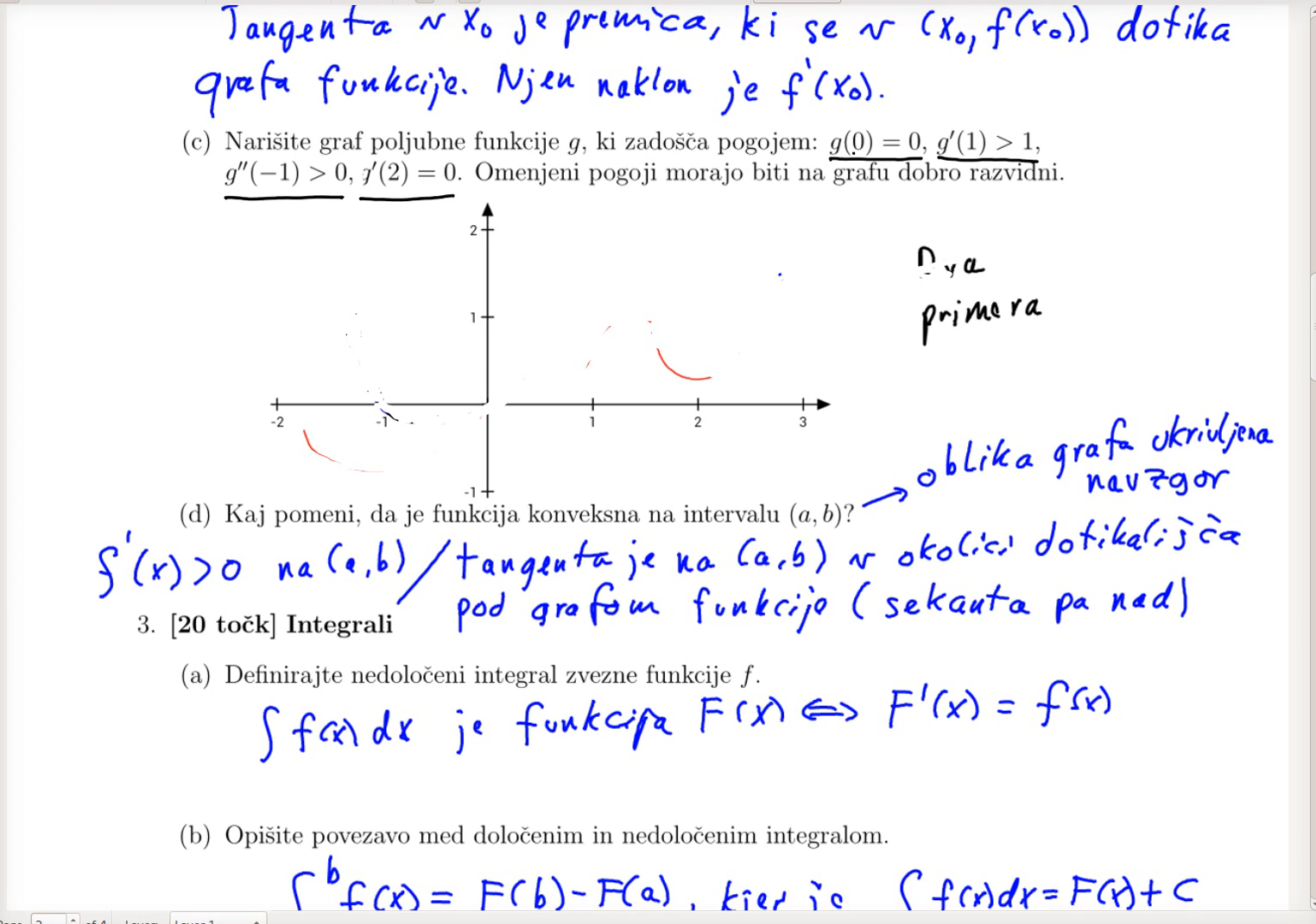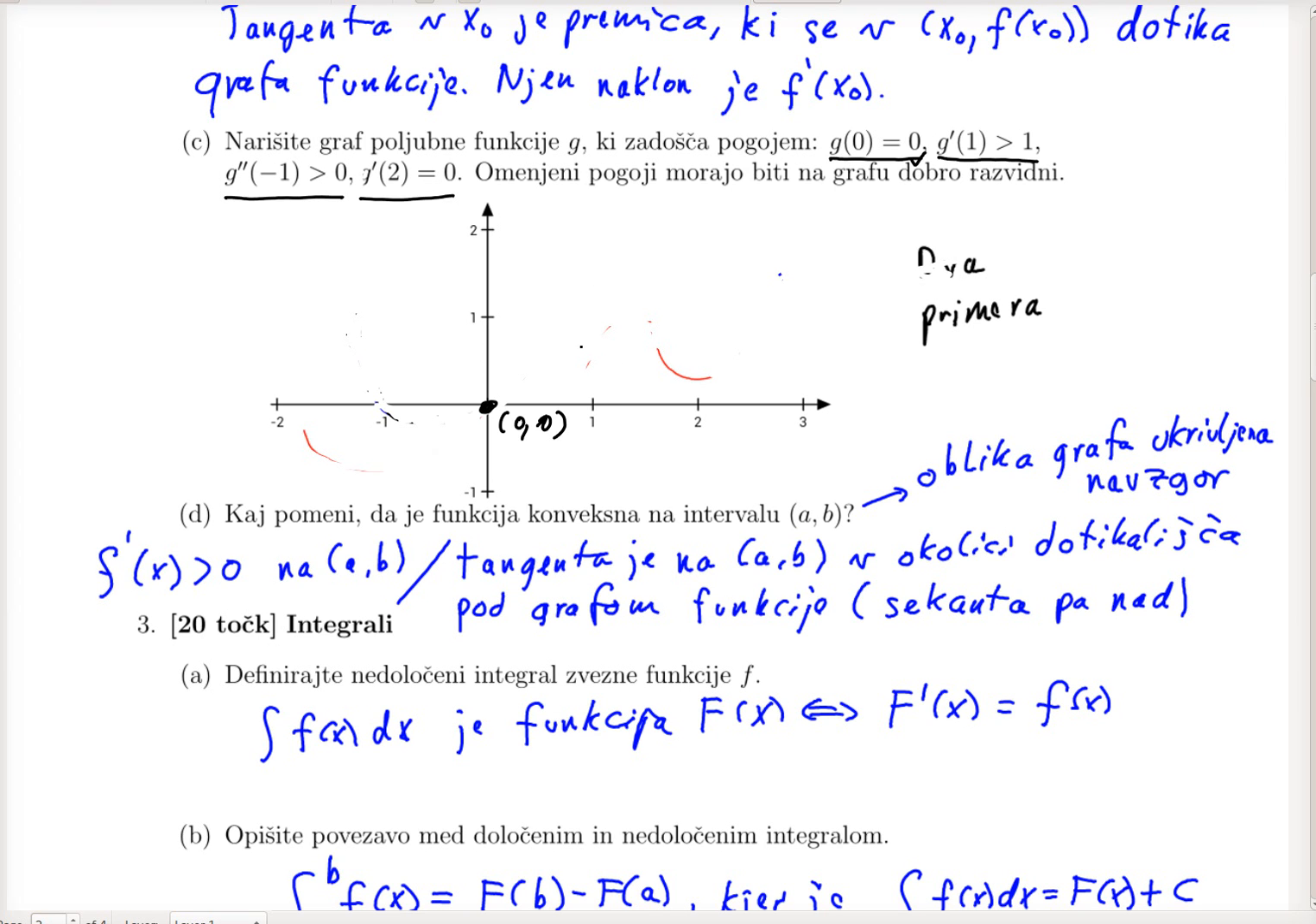So when x is 0, the y has to be 0. So the graph has to go through this point, (0, 0). This is the first condition. Okay. Then g prime of 1 has to be more than 1. g prime of 1.